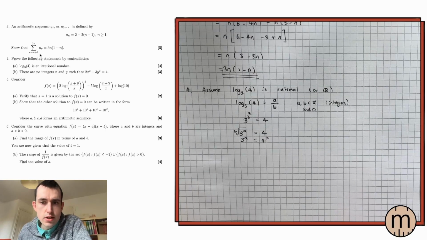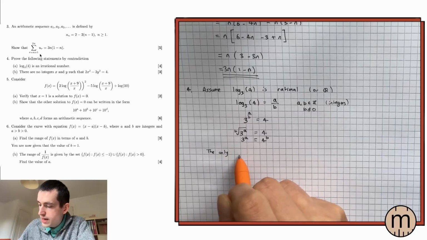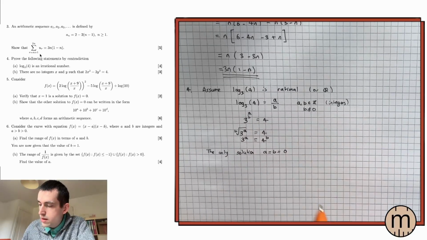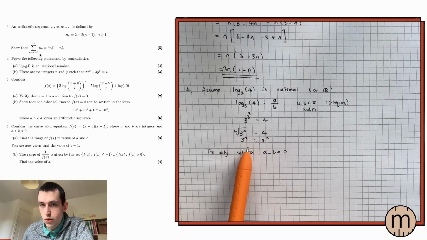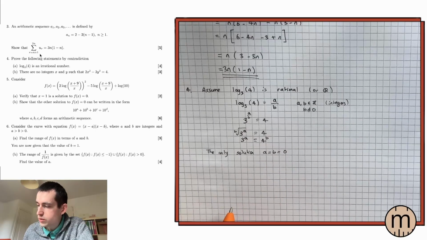Is there anything here that's looking odd? Can you think of any numbers A and B for which this is true? The only solution is in fact A and B are both 0. Because this is always going to be a power of 3 if A is bigger than 0, and this is always going to be a power of 4. There are no powers of 3 and 4 that match up unless A and B are 0. So the only solution is A equals B equals 0.